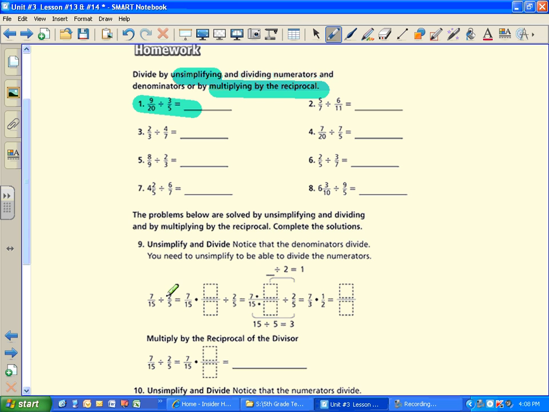7 over 15 divided by 2 over 5 is the same as saying 7 over 15 times what number over what number divided by 2 over 5, which is equivalent to 7/3 times 1/2, which is equivalent to what? Okay? Multiply by the reciprocal of the divisor. So 7 over 15 divided by 2/5 equals 7 over 15 times 5 over 2.